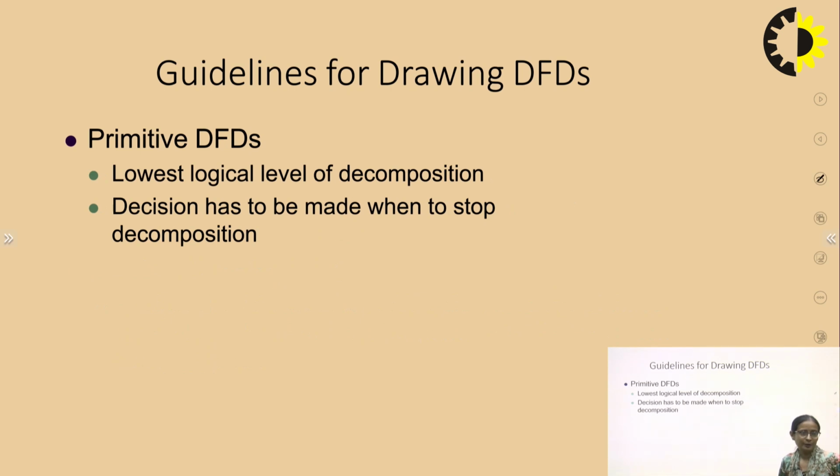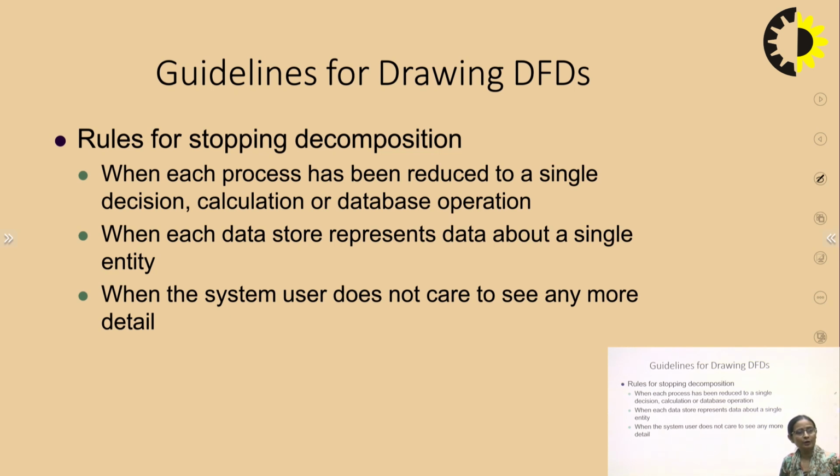What is a primitive DFD? As I already told you, it is the lowest logical level of decomposition. A decision has to be made about when to stop the decomposition. This is very necessary. So, what are the rules for stopping the decomposition? That is how we decide up to which level we should decompose. When each process has been reduced to a single decision, calculation or database operation, we say that now this is the stopping time.